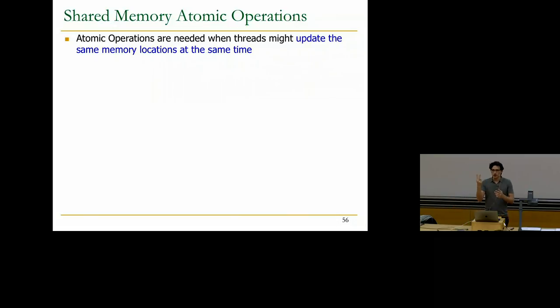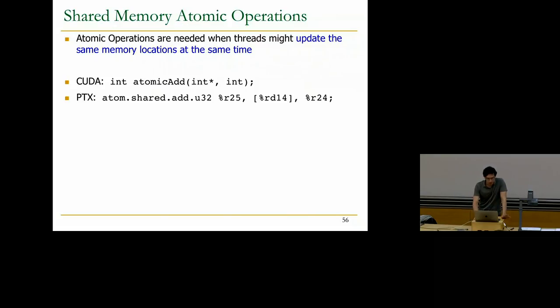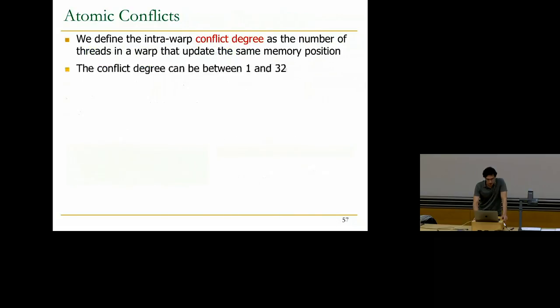If two threads that are executing at the same time because they belong to the same warp need to update the same element, the problem is that they will read the same value at the same time, they will update, and they will write the result of the corresponding update. And probably this will produce a race condition, so the result won't be correct. You can see here some syntax. You can take a look at it yourself.